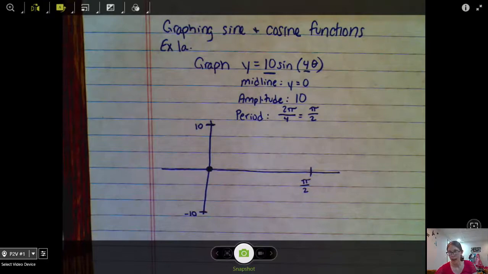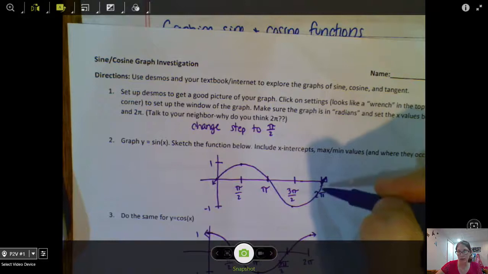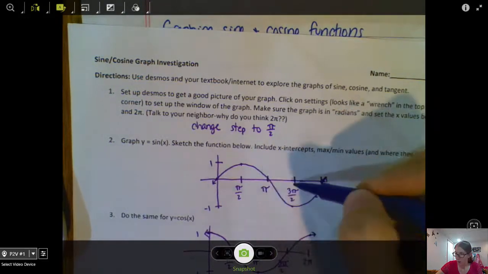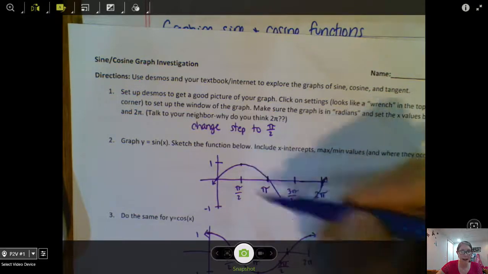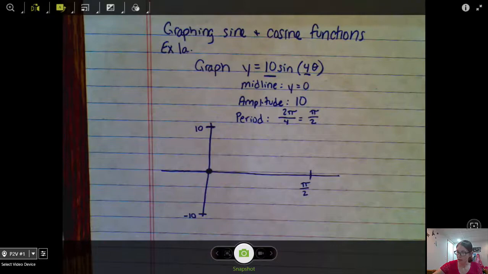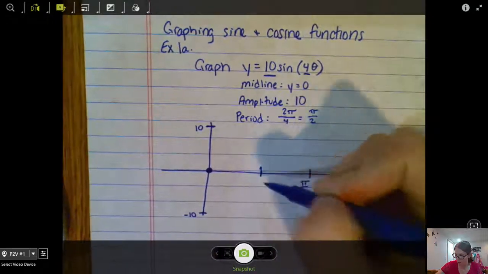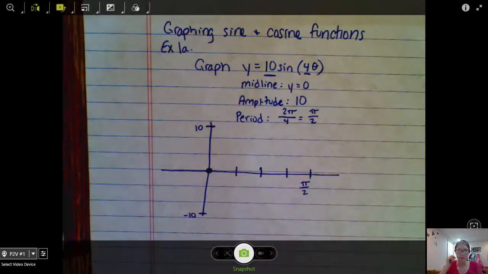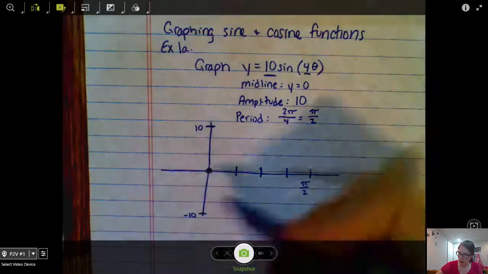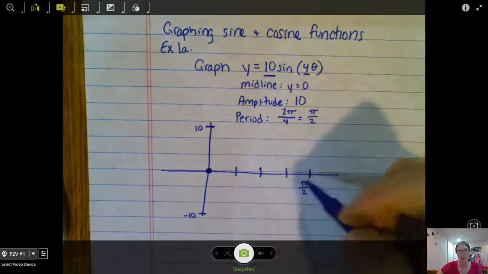Now, looking back at your investigation, remember me saying that here's the whole period. Each quarter point tells us something important about our graph, whether it's where we're at the midline, the highest, or the lowest. So we need to make sure that we graph those quarter points as well. Take that whole period, cut it in half, and cut each half in half. It's also good to label these. I will expect you to have each of these marks labeled as well.